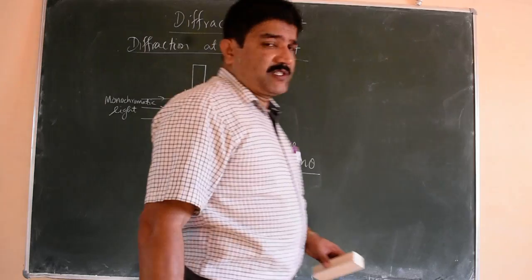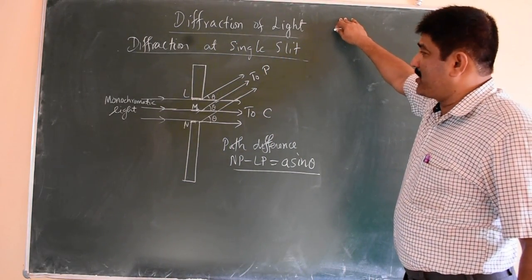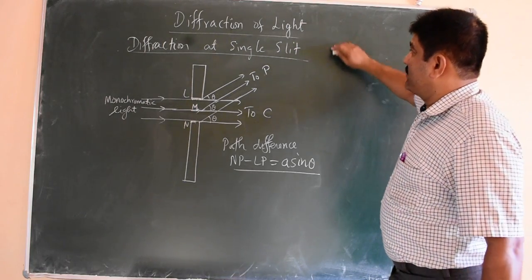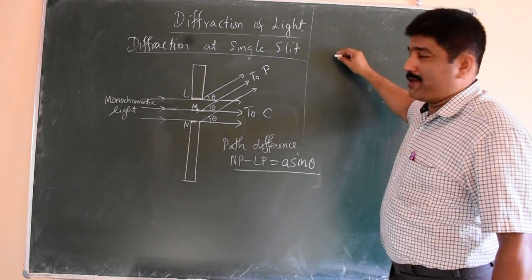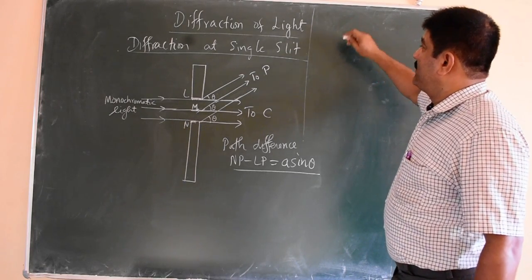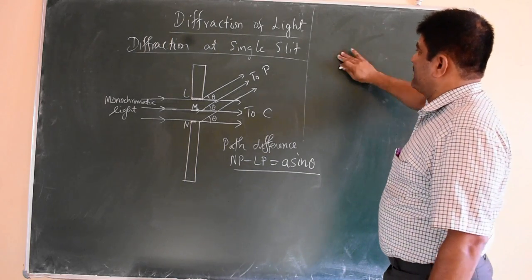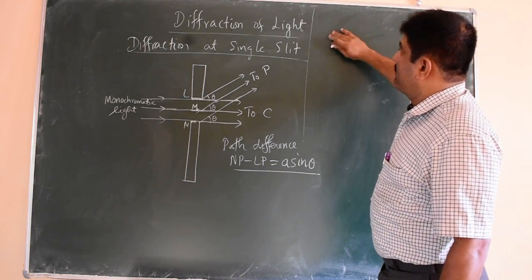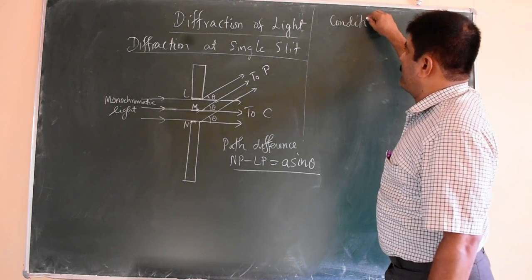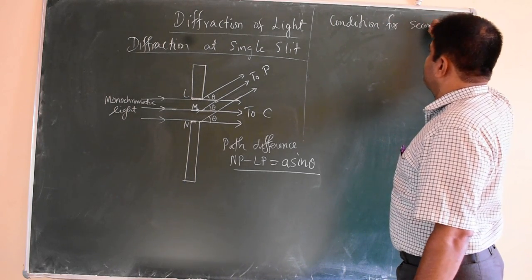Now we have conditions for a bright fringe or bright region to be observed on the screen at a point P. That is called diffraction maxima, secondary maxima. So the conditions for secondary maxima and minima are like this. Firstly, the condition for secondary maxima.